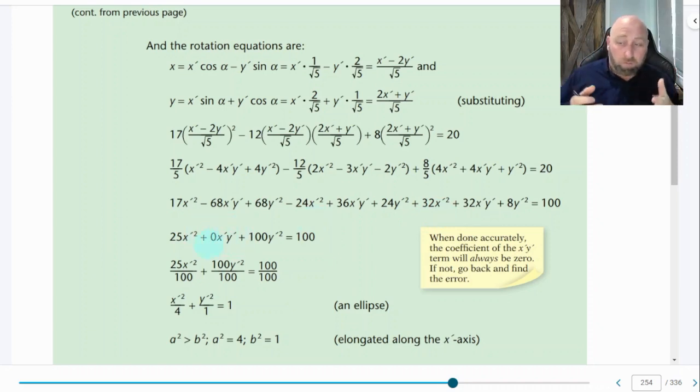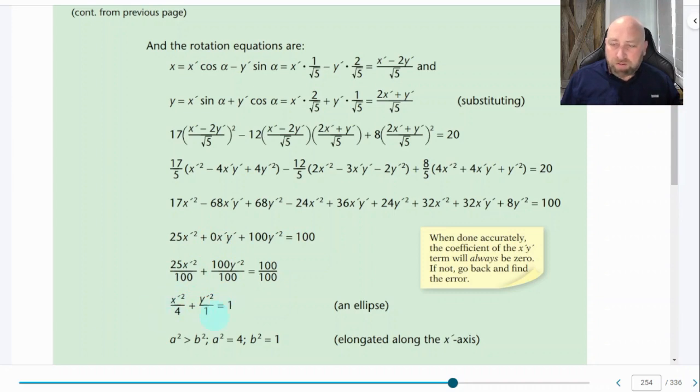That's what we're doing. We're canceling that term because it's almost impossible to graph it with that term. So we want to cancel the term. That was the whole process up here, to cancel this x prime y prime term. We want to get rid of it. Okay? Then we have this. We get rid of this and we divide everything by 100. X prime squared over 4 plus y prime squared over 1 equals 1.